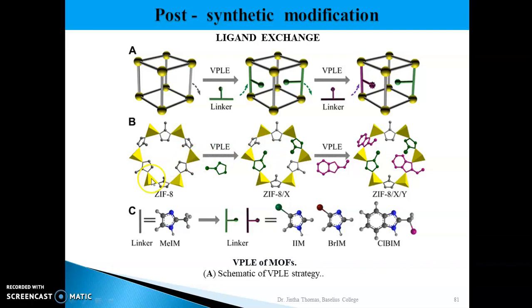Okay, so this is a zeolitic imidazolate framework. Here what you see are imidazoles. Instead of imidazoles, we can add substituted ones, right? Iodine substituted, bromine substituted, chlorine substituted. Imidazole rings can be substituted here, or a different type of ligand can be added.